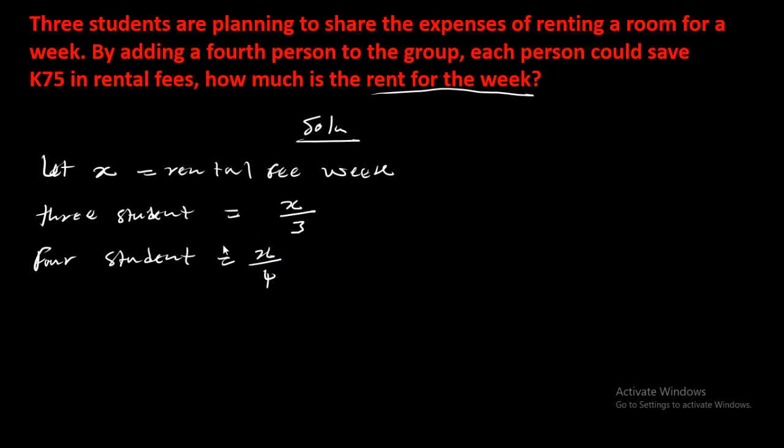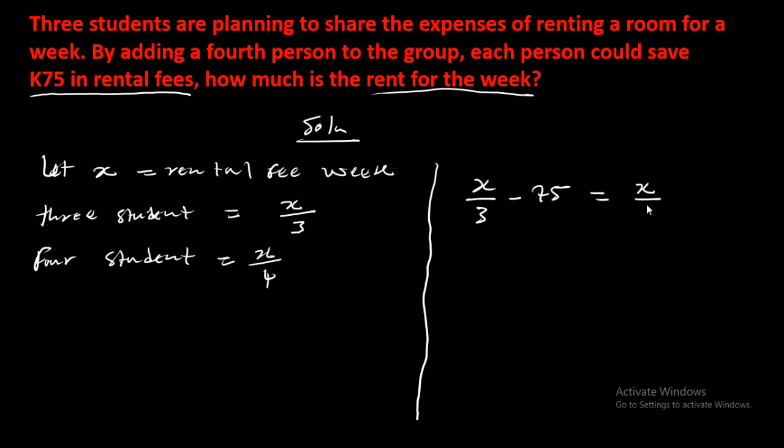We need to understand that when the students are 4, there is an extra amount which every person will save, and this extra amount is 75 kwacha. So we can easily come up with the equation: X over 3 minus 75 kwacha will give us X over 4, the rental for 4 people.